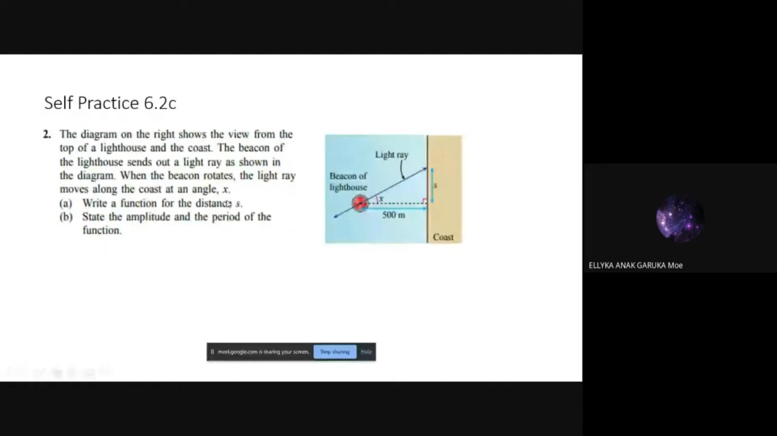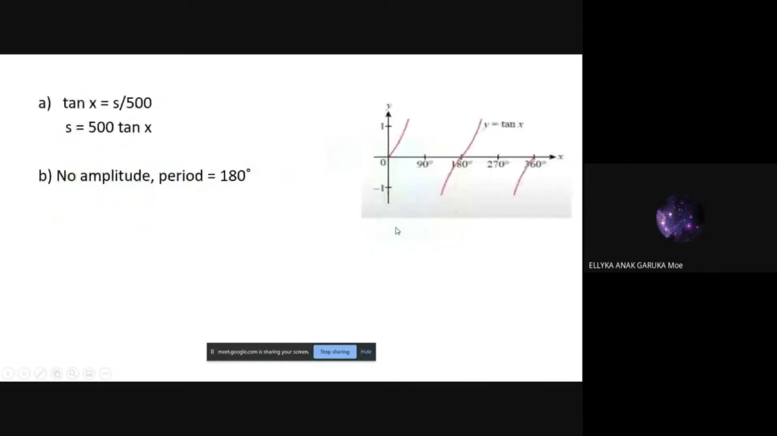S is here, and it is given value at this side, and we want to know what this function is. From angle X, it is opposite and adjacent, so we can use tangent for it. Tangent X equals S over 500. We move this to the other side, and S equals 500 tan X.